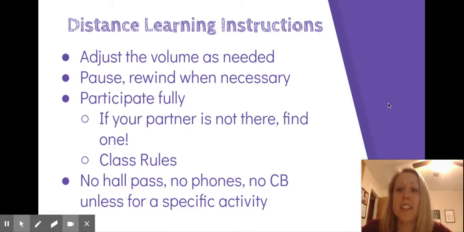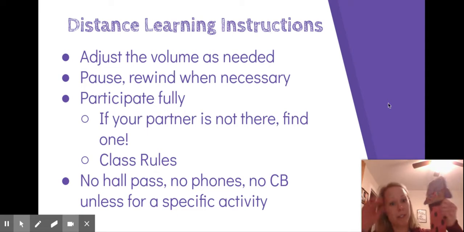Just a few reminders. Please adjust the volume as needed. Also, pause or rewind the video when necessary. Class, make sure that you are participating fully. If your partner is not there, make sure you find one. Also, if you're the odd man out on this, you just get to practice with yourself, or a practice puppet, where you just do it to yourself back and forth, okay?